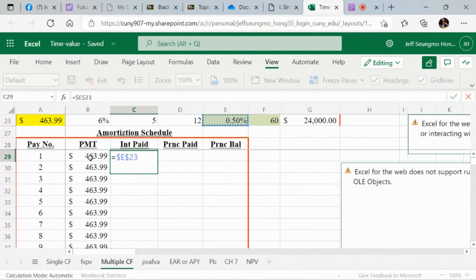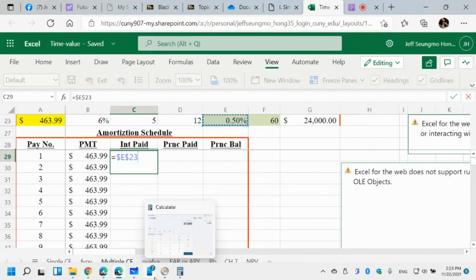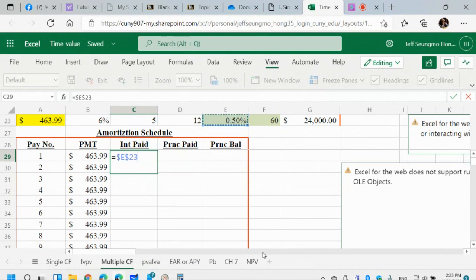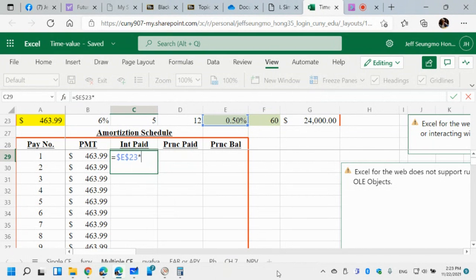What is the principal you're facing in the first month? Can anyone tell me? The principal you are facing in the first month is 24,000.